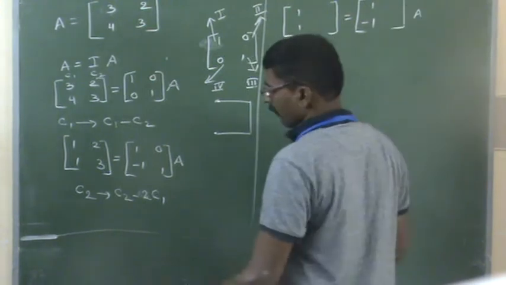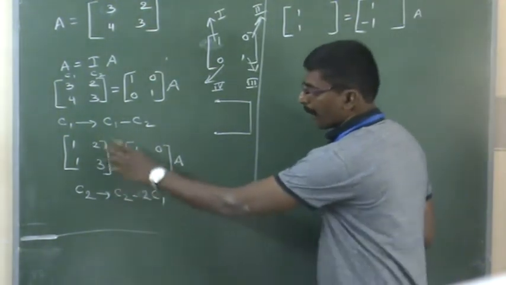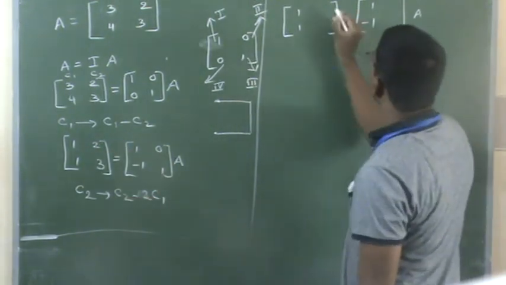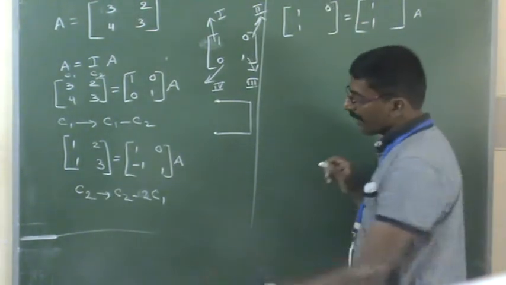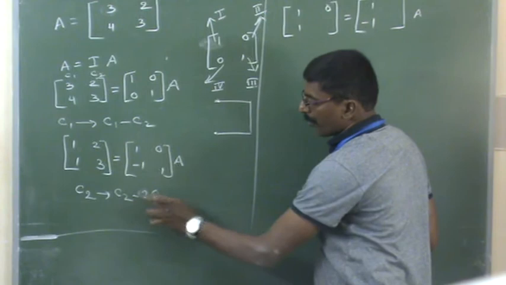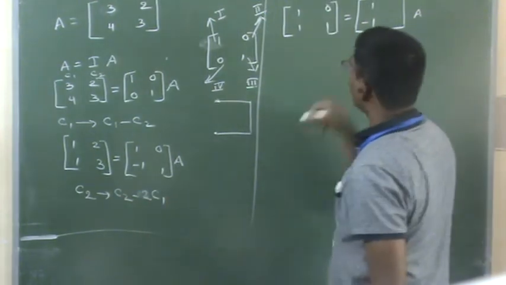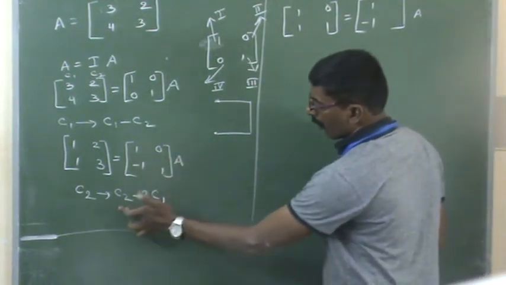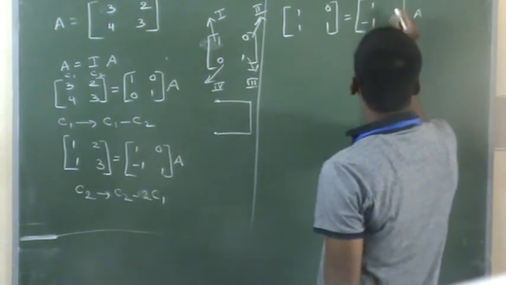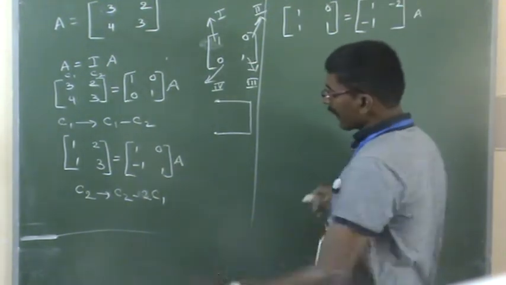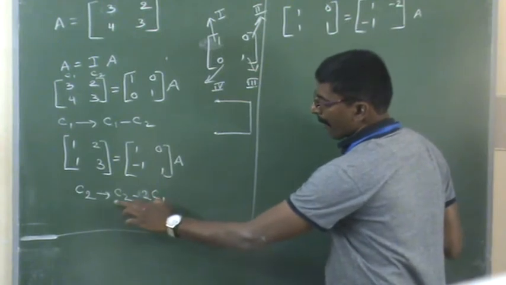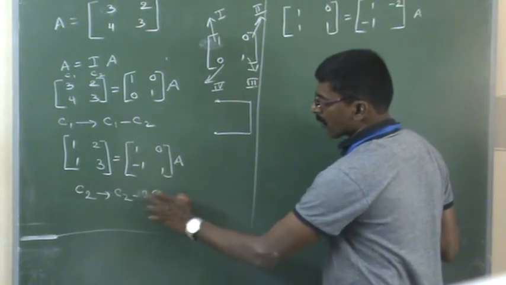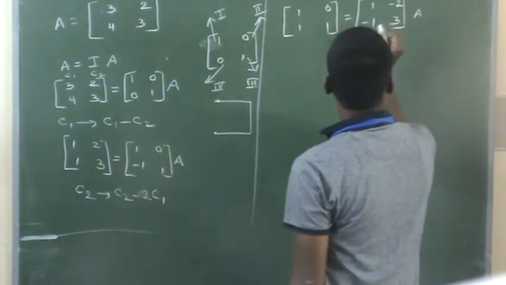See, we can use it here. It's very, very important. 2 minus 2 into 1. 2 minus 2, what is the value? 0. Same condition: 3 minus 2 into 1. 3 minus 2 is 1. Very simple. Next, here also: 0 minus 2 into 1, minus 2. Next, 1 minus 2 into minus 1, so 1 plus 2. The value is equal to 3.